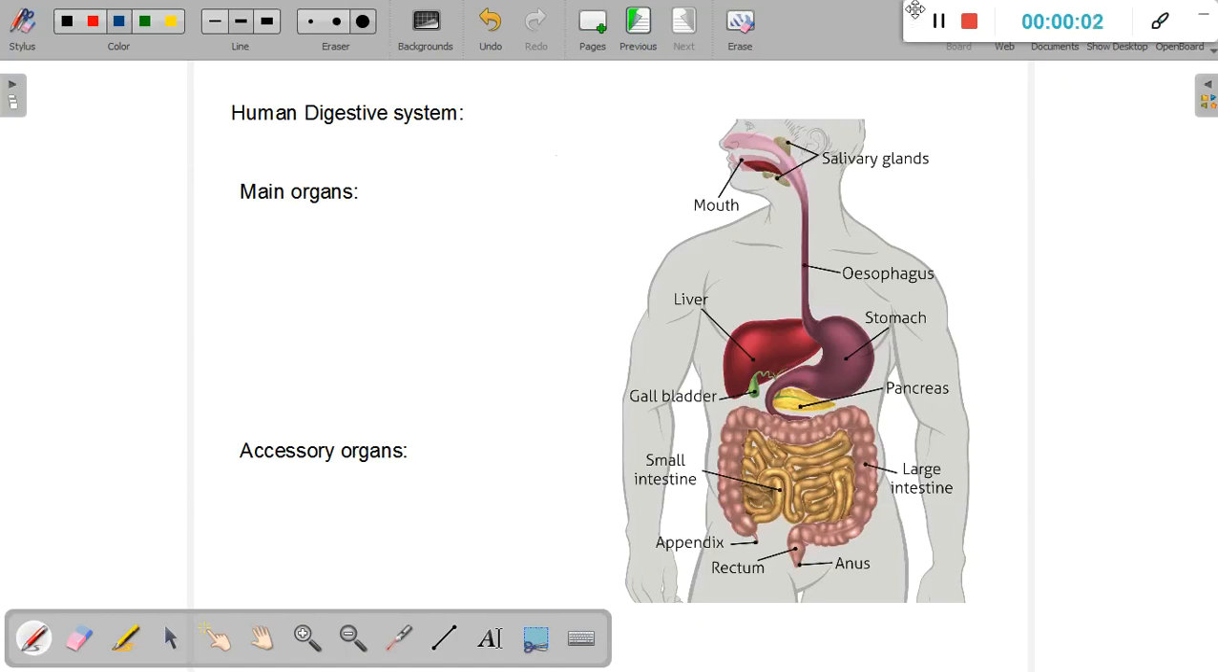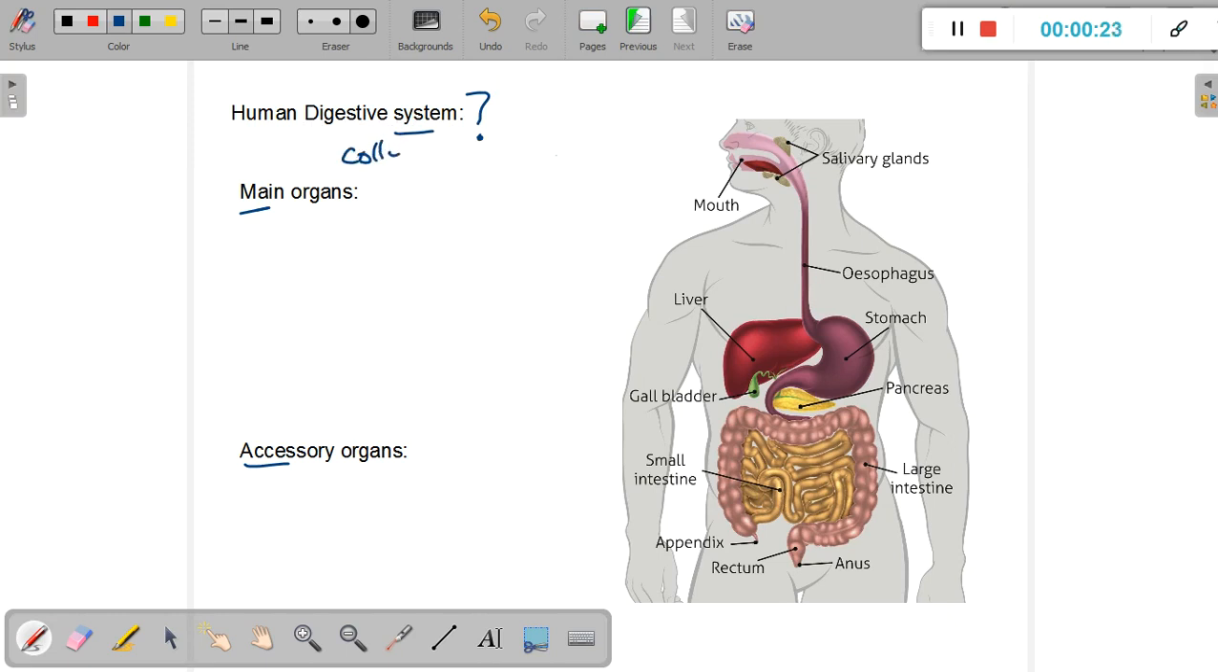Let us understand the human digestive system in this particular session. The human digestive system is made up of two types of organs, the main organs and the accessory organs. Now, first thing that we must try to understand is, what does the human digestive system mean? The human digestive system is a collection of organs. And what do these organs do together? They perform the process of digestion.